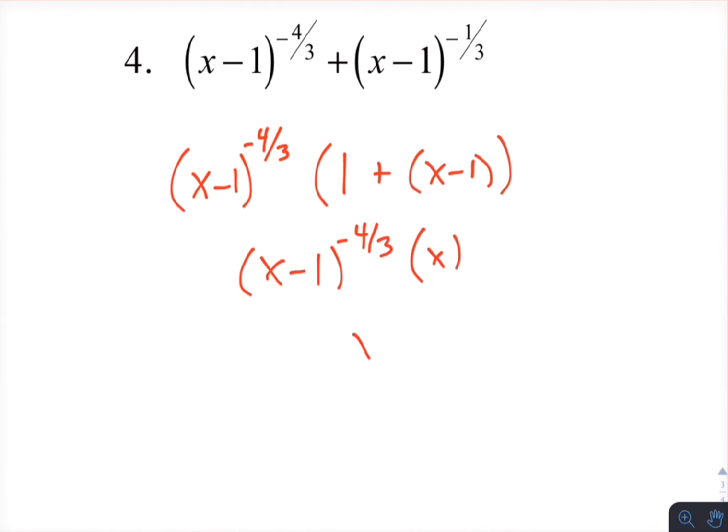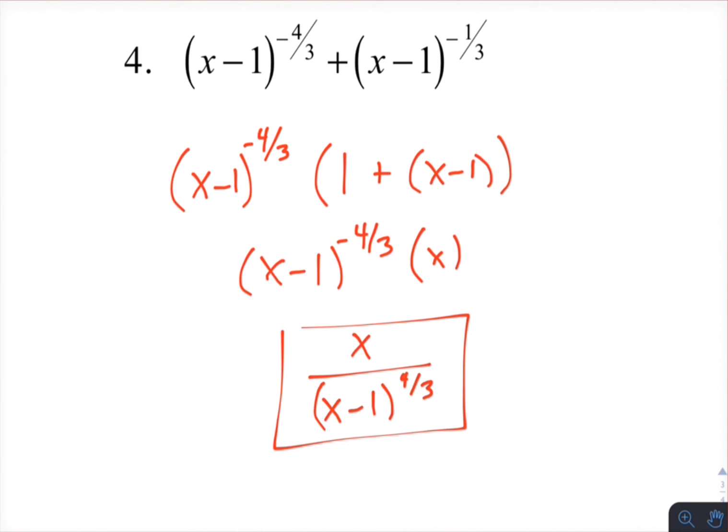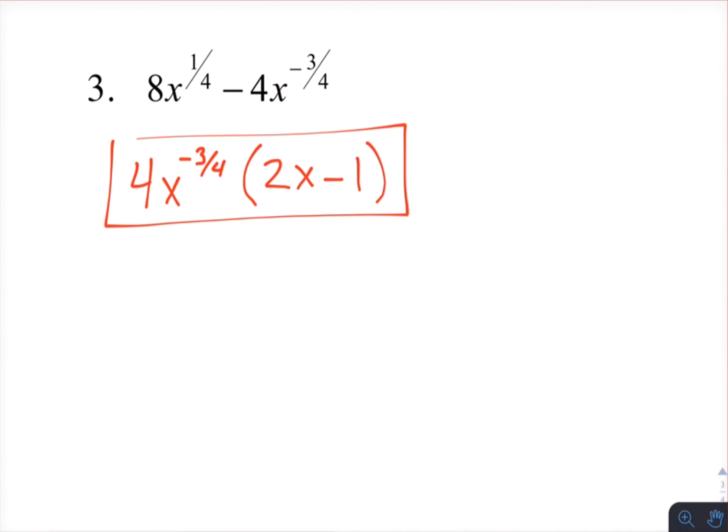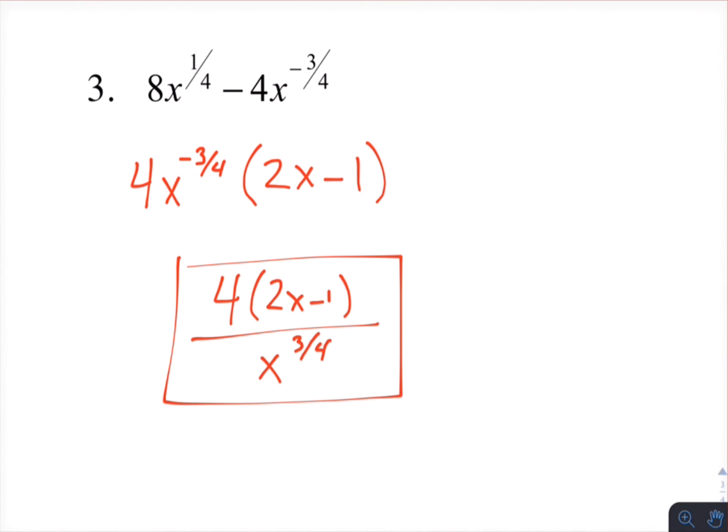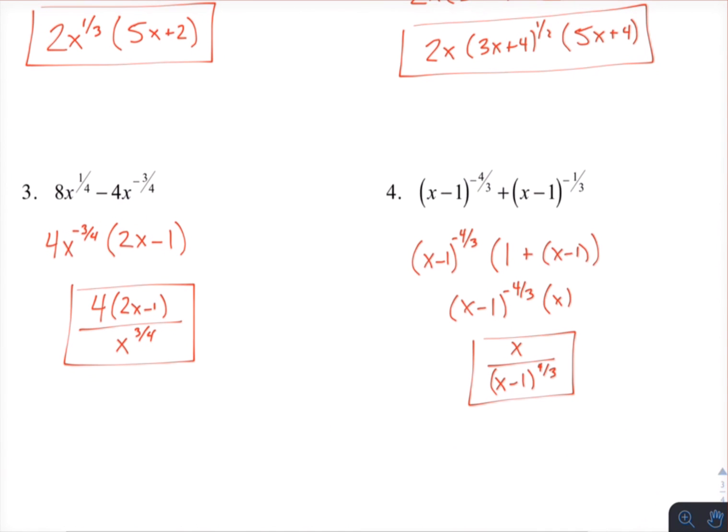Now technically I should move that down to the denominator so that we have positive exponents, and I need to go back and do that to the other problem as well. So back in number 3, what we need to do is leave the 4 up top with the 2x plus 1, or sorry, the 2x minus 1, and then put that over x to the 3/4. So that's the factored answer. All right, so again, with negative exponents, we don't want to leave them in the final results. All right, so that's factoring.